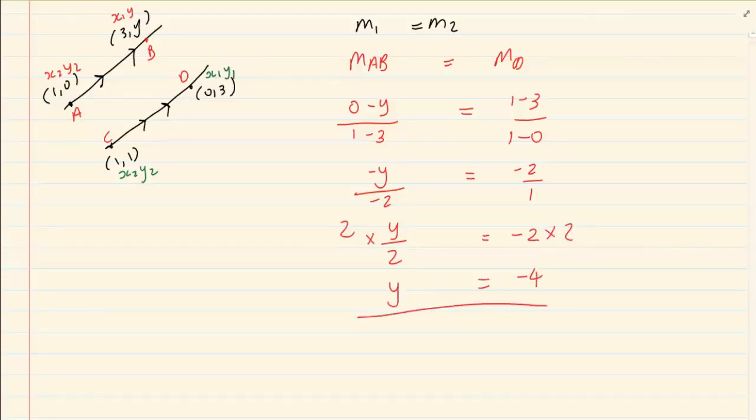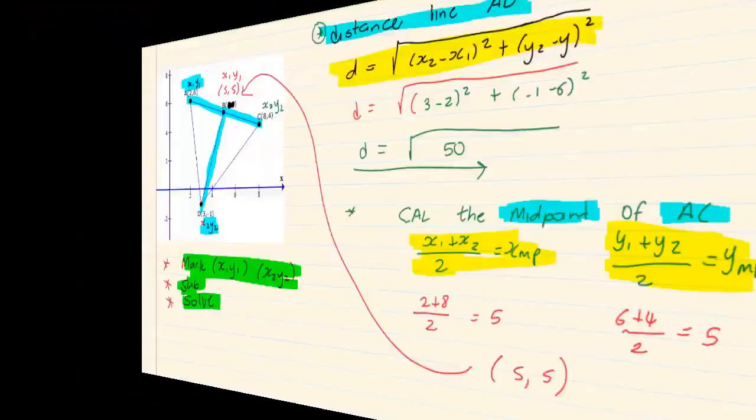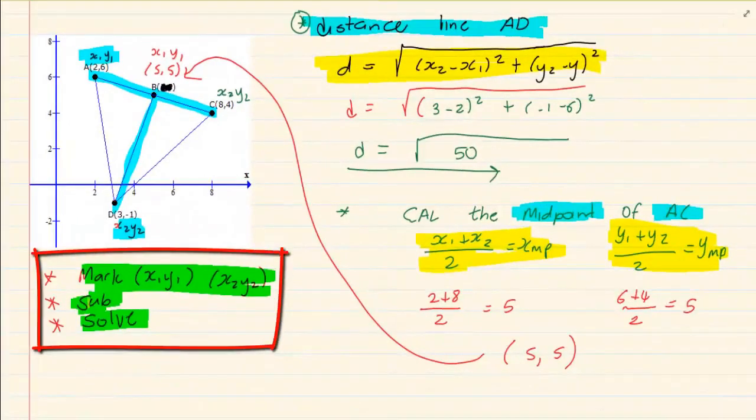Now look at the rules. Number 1, we knew that they are parallel. We marked our x1s and our x2s. We substituted. And then we solved. So the rules are exactly the same. It is always the same 3 rules. Mark, substitute, solve.